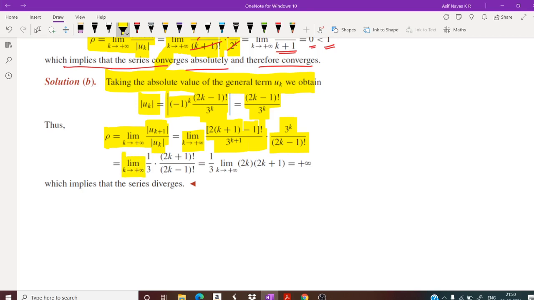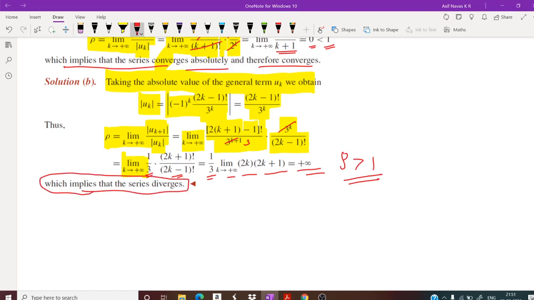which is equal to limit k tends to infinity. The 3 raised to k and 3 raised to k plus 1 get cancelled, so there is 1 by 3 into 2k plus 1 factorial divided by 2k minus 1 factorial. So this is equal to 1 by 3 into limit k tends to infinity 2k into 2k plus 1. This goes to infinity. So rho must be greater than 1. Therefore, this series is divergent.